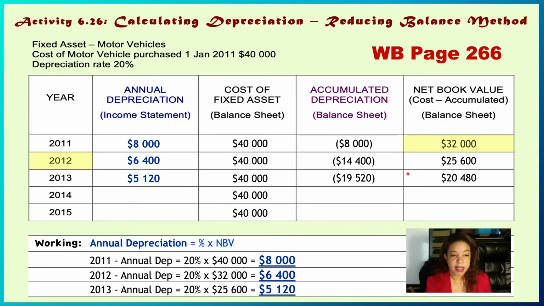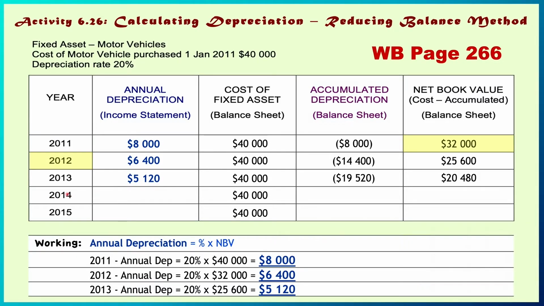And then we have 2014, you do your working again, always percentage by net book value, and it will be the net book value previously to now calculate the current or the present annual depreciation. So it will be 20% by the 20,480. That is your previous net book value, and you get 4,096, and you will put it here.